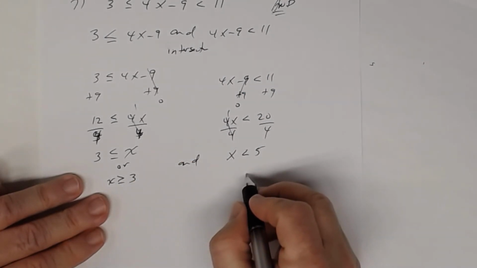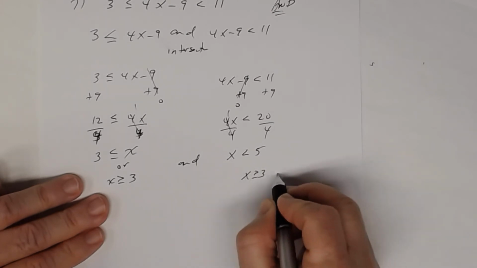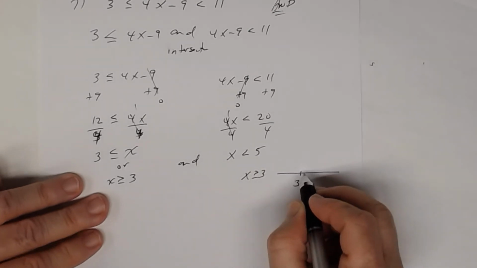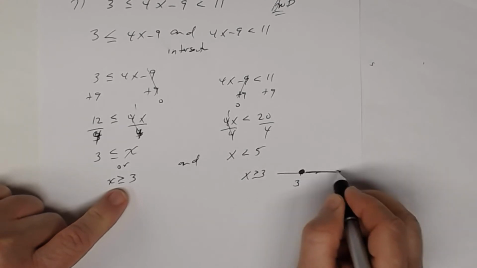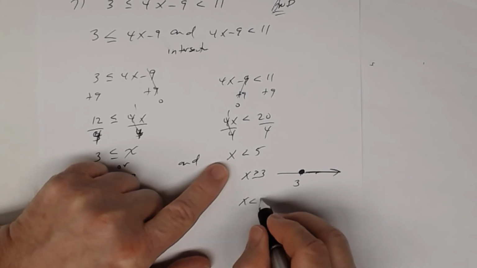So let's look at each one individually. So here's x is greater than or equal to 3. So let's say this is 3 here, it'll be a closed circle because of the equal sign, going to the right. Now let's do 5, x is less than 5.